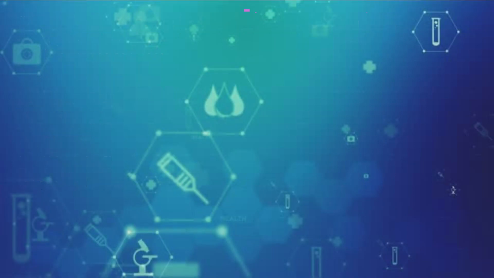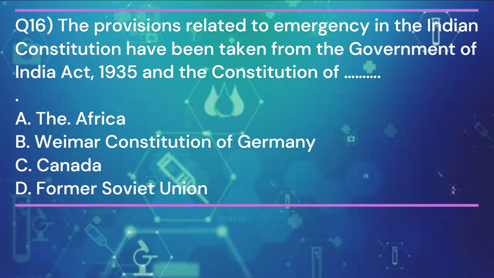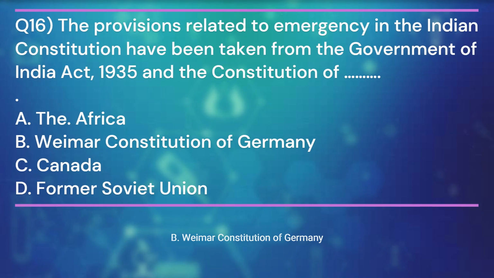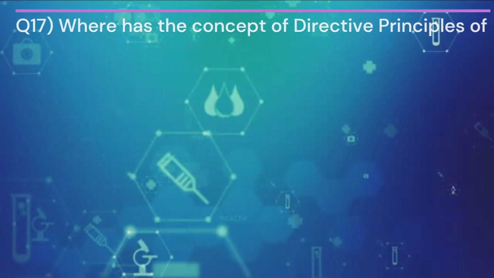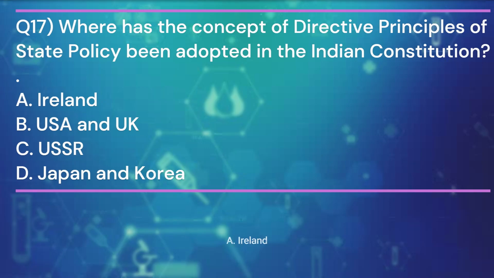America. Question 16. The provisions related to emergency in the Indian Constitution have been taken from the Government of India Act 1935 and the Constitution of. And the answer is B. Weimar Constitution of Germany. Question 17. Where has the concept of directive principles of state policy been adopted in the Indian Constitution? And the answer is A.